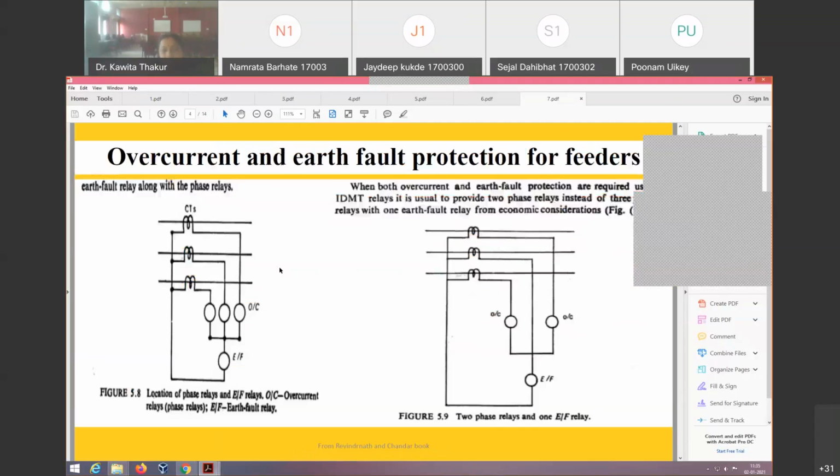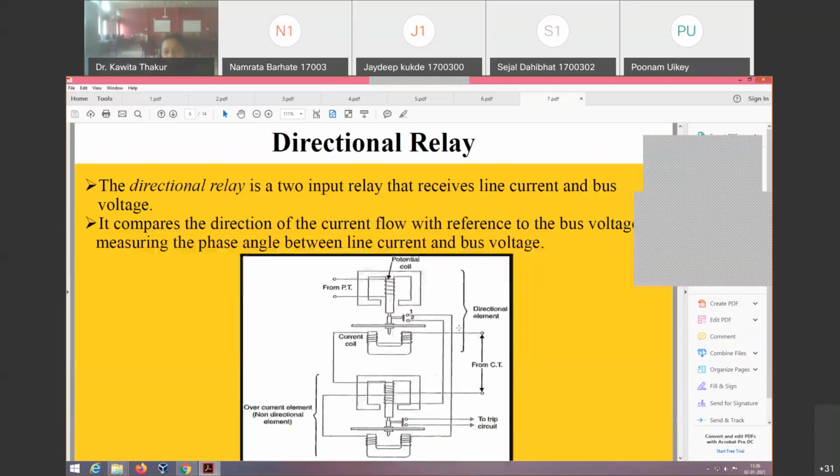Time dial setting. Okay, so we are using three relays for one phase: instead of three overcurrent and one earth fault relay, we are using two overcurrent and one earth fault relay. And this is our directional relay.